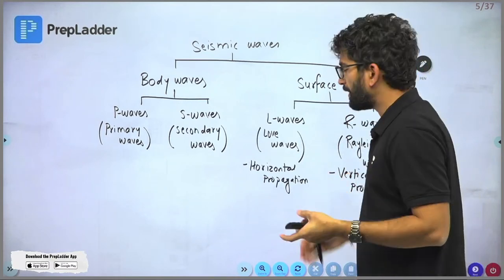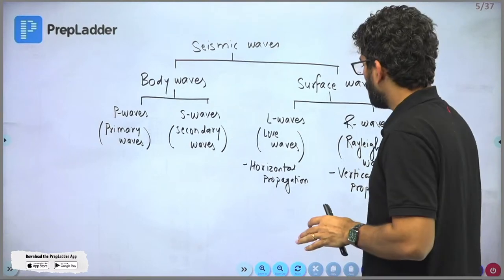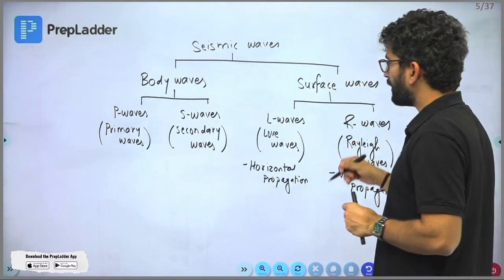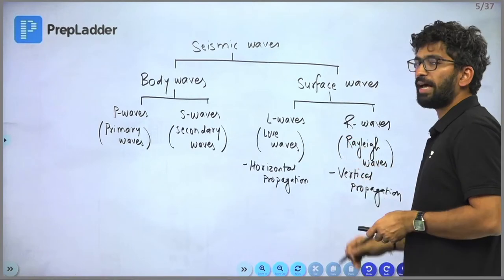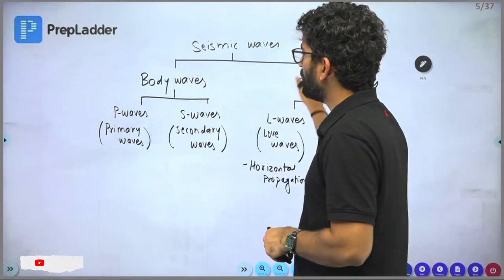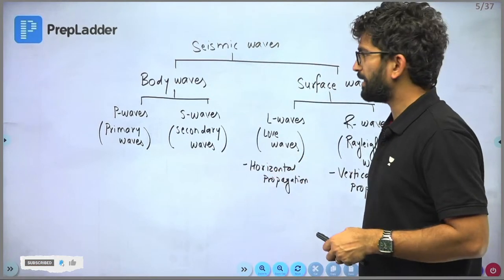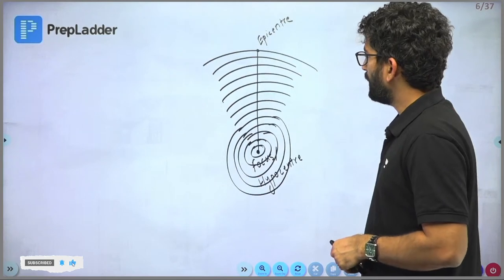So earthquake kiske wajah se aata hai? Earthquake gets created because of these L waves and R waves. Alright. So horizontal propagation and vertical propagation, both of them are highly disastrous, and both of them would result in an earthquake. So this is something which you need to know before we understand how exactly an earthquake gets created and occurs. Alright, let's move forward.